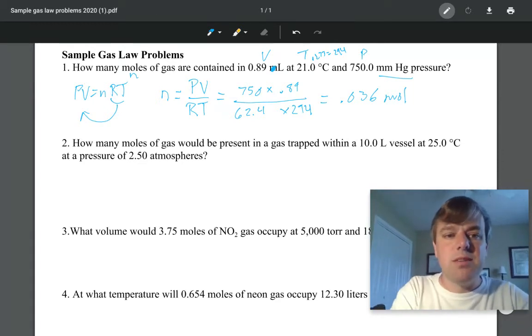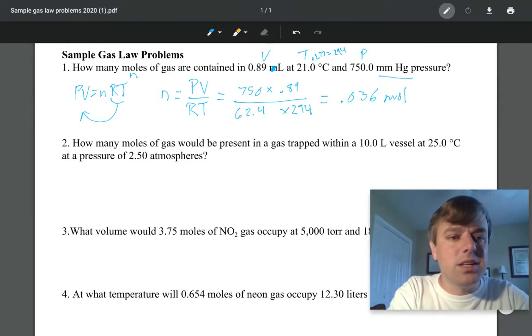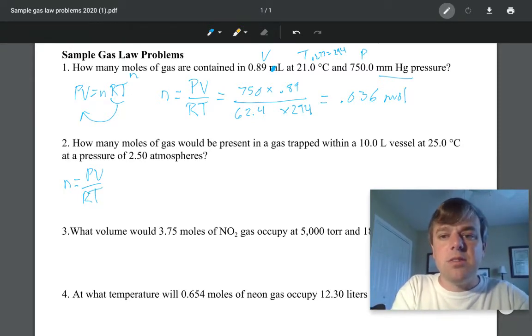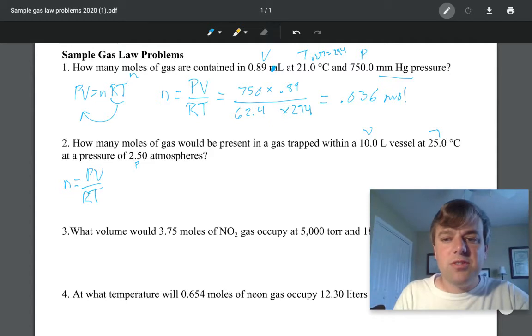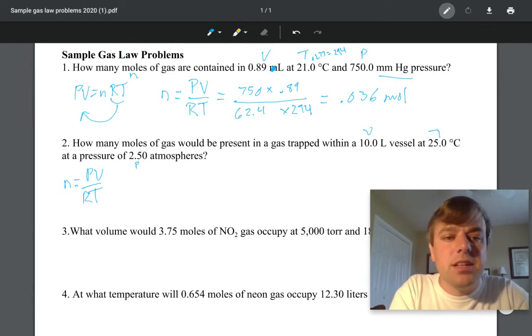For the second problem, we're going to work it pretty much the same way. We're solving for moles again, where n equals PV over RT, where we've got volume, temperature, pressure. What I would suggest when you're watching this video is that you pause it and try to work through these problems on your own first to see if you got the hang of it before you watch me actually work it out. But it's up to you how you want to actually take advantage of this opportunity.